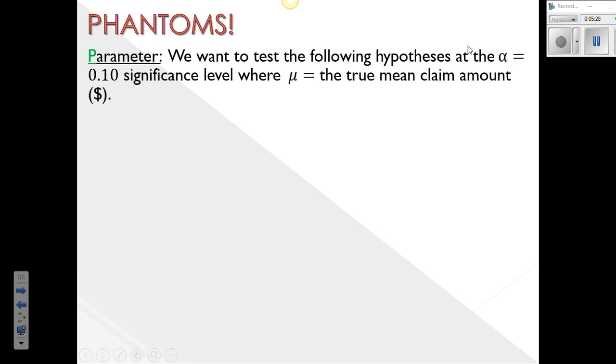You guys should be good at this now, right? Start off with P. P stands for parameter. And how are you going to state the parameter this time? We want to test the following hypotheses where mu equals the true mean claim amount. And we're going to do this at the alpha equals 0.10 significance level.